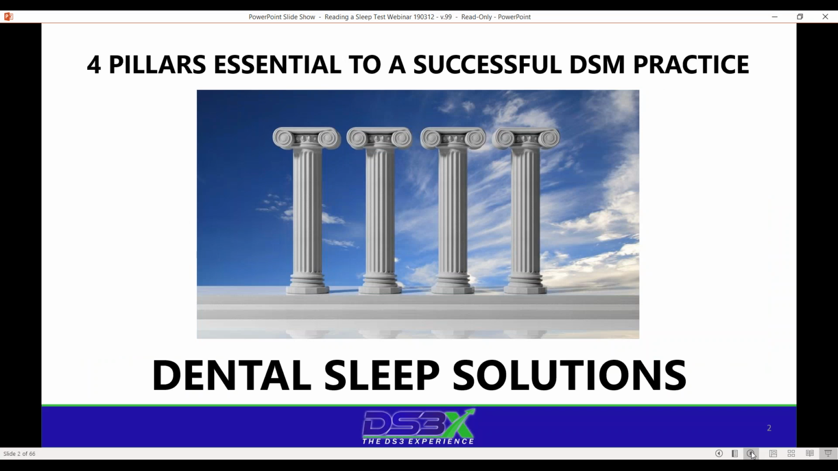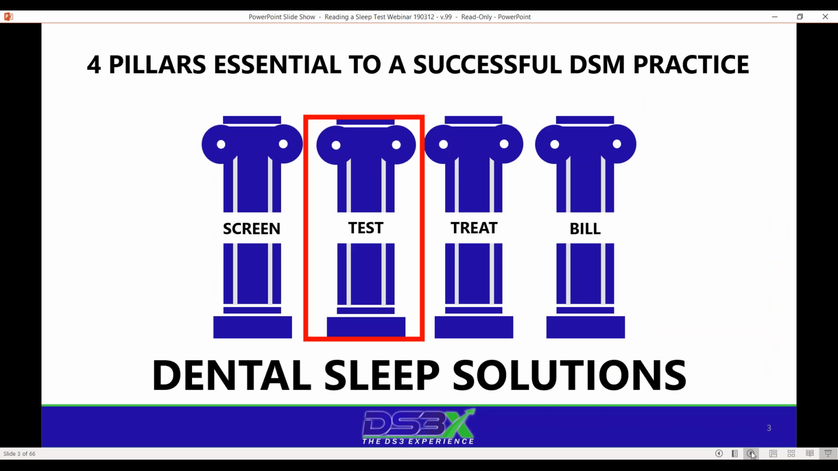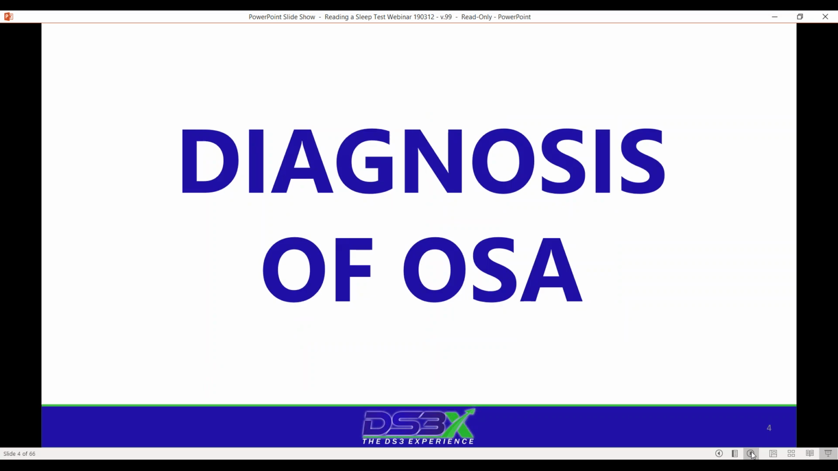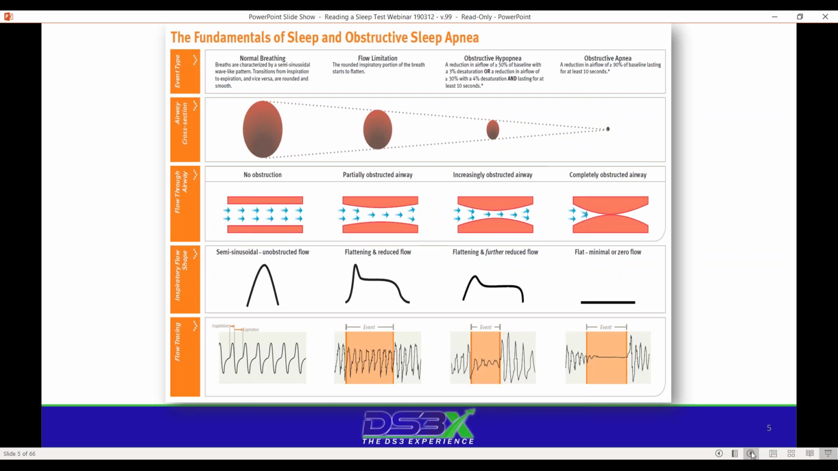This is what we do. We teach dentists how to treat sleep apnea. We call it our 4 pillars: screening, testing, treating, and billing. Today we're going to talk mostly about testing, and literally getting down and looking at these tests. We have sample tests to look at and dissect, and then we'll talk about testing at a high level for those of you who want a little more information on that. So we have an hour, and I'm excited about this.